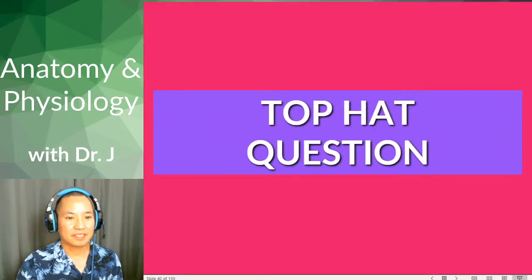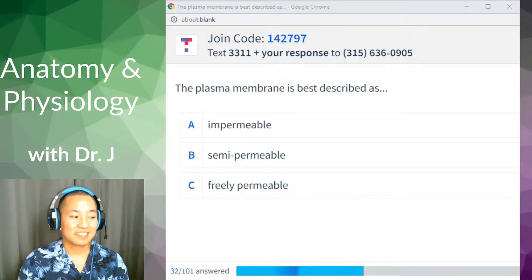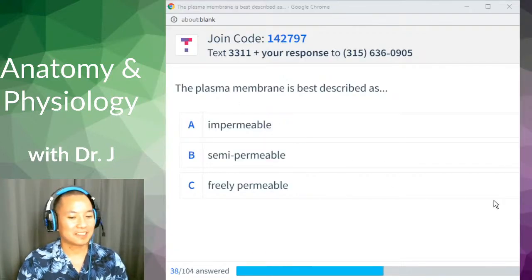Okay, please work this time, Top Hat. Based on everything we just covered, in your best estimation, what would you classify the plasma membrane as?